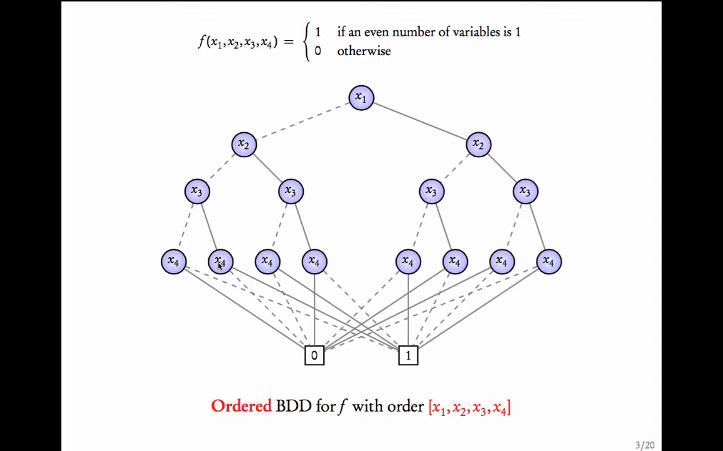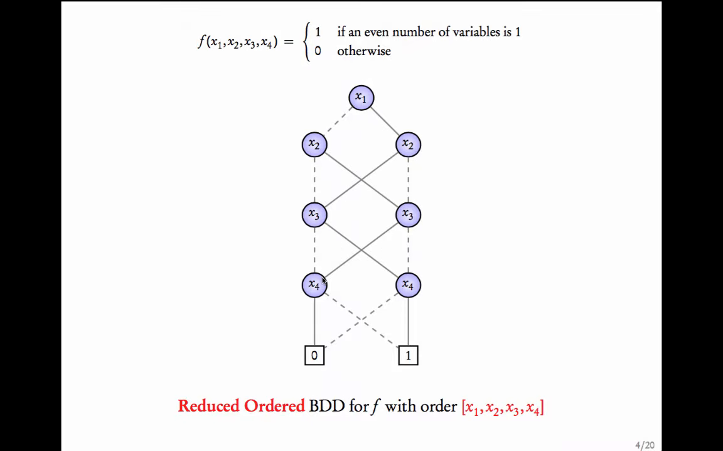If you look at this, look at any x4. Either the 0 child goes to 0 and the 1 child goes to 1, or the 0 child goes to 1 and the 1 child goes to 0. So there are only two kinds of trees with root at x4. And once you do this reduction, you can reduce the number of x3s and x2s and x1s. Let's see. First, there are only two kinds of trees starting at x4.